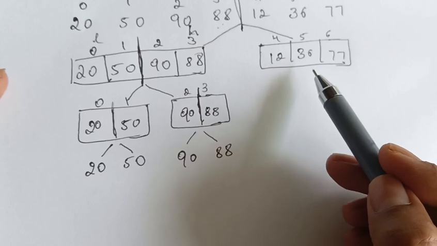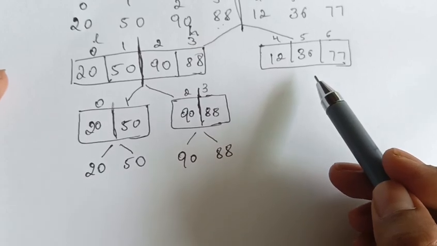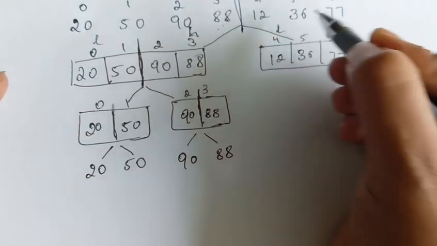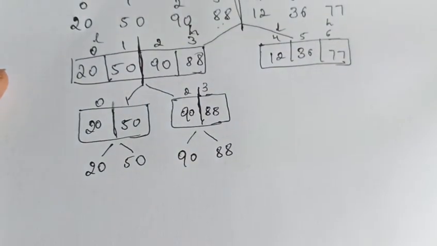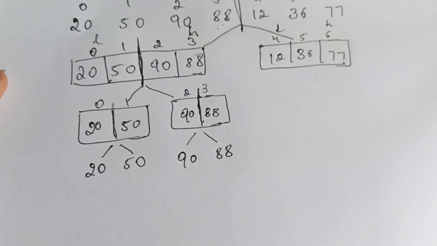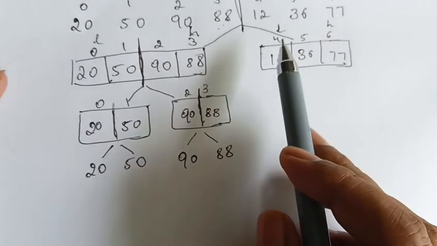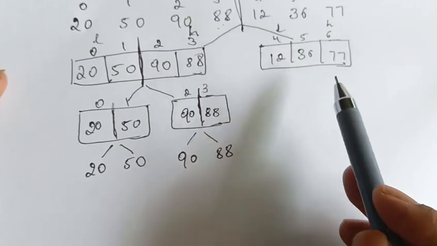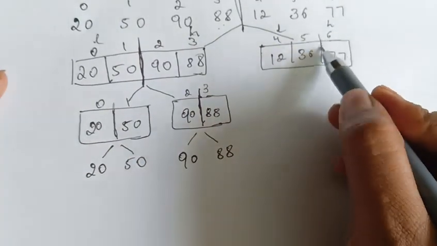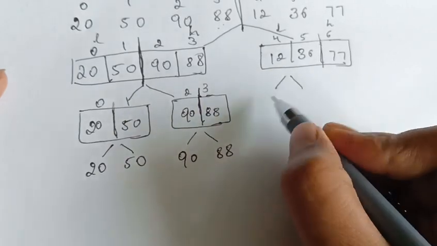The same thing I have to do for the right part of the array also. Here again this is low and this is high. Same thing we have to follow over here, the same procedure. Calculate the mid. Mid is equal to low plus high by 2. That is 4 plus 6, 10 divided by 2. That is 5. Exactly here the array will be divided.